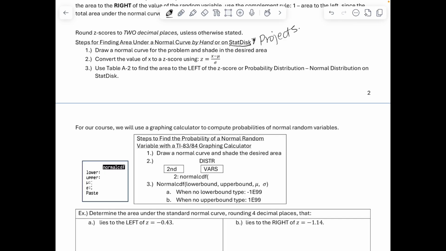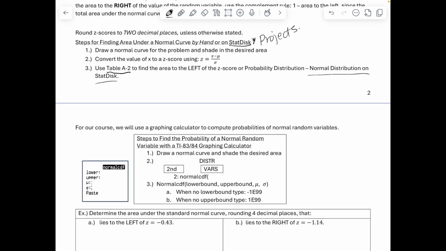In order to do this, our steps are going to be: 1, draw our normal curve and shade in the desired area. Again, use those keywords like less than, more than, that we saw last chapter. Step 2 is converting our value of x to a z-score using our z-score formula. And then use table A2 to find the area to the left of the z-score of the probability distribution function. And for us, this is going to be the normal distribution on StatDisk.